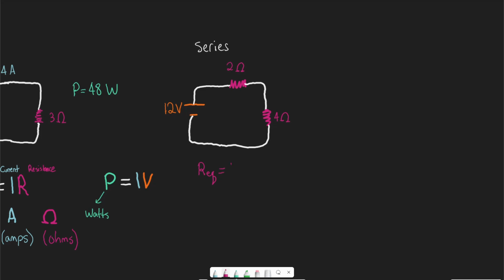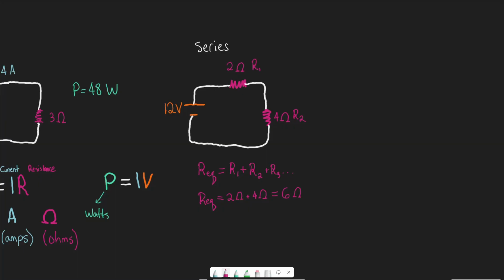So R1 plus R2 plus R3 if we had a third resistor, and so on and so forth, right? So this is R1. Let's say this is R2. Doesn't really matter which one is which, etc. And so in this case, of course, Req would just be 2 plus 4, 2 ohms plus 4 ohms, and that would be equal to 6 ohms.